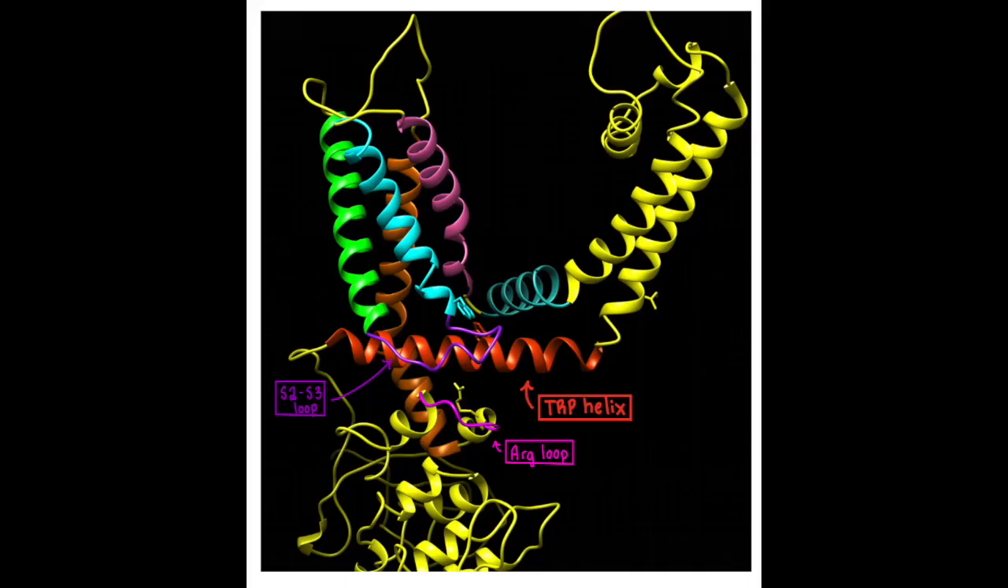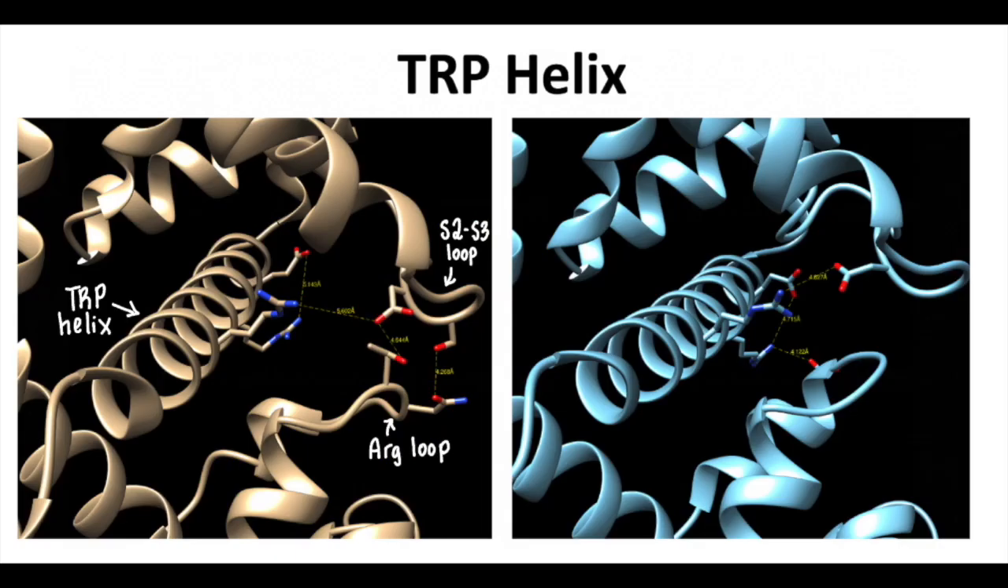So before we delve into the first difference, just to orient you to several important structural landmarks, we have the S2, S3 loop, the TRP helix, and the arginine loop. And so these 3 are going to be involved in the first structural difference that we see between wild type and mutant. So on the left, we can see the wild type, and on the right, we can see the mutant. So essentially in the mutant, the TRP helix, S2, S3 loop, and the arginine loop are all brought closer to each other.